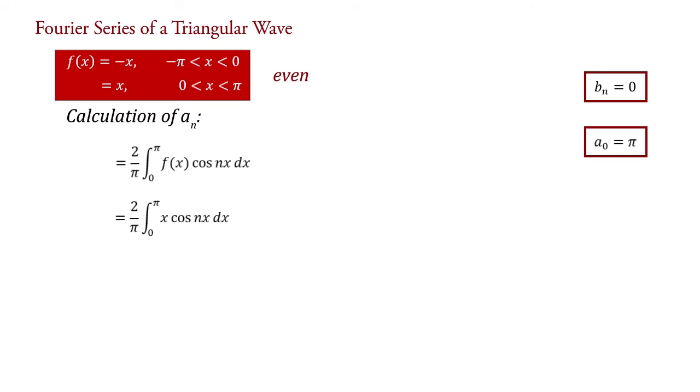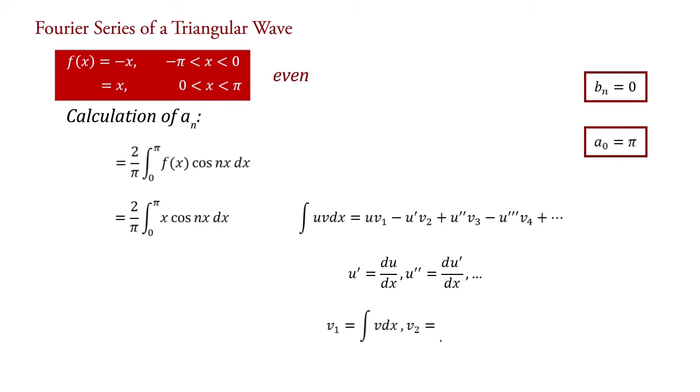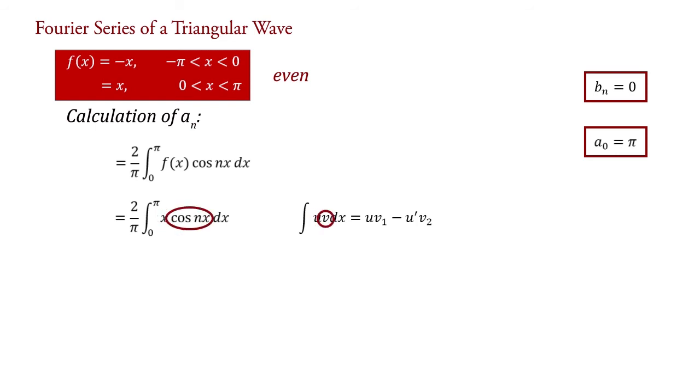For the integration of this expression, we apply the integration by parts formula, which is integral uv dx equals uv1 minus u dash v2 plus u double dash v3 minus u triple dash v4 plus so on, where u dash is the differentiation of u, that is u dash equals du by dx, and u double dash equals du dash by dx, etc. And v1 is the integration of v, that is v1 equals integral v dx, and v2 equals integral v1 dx, etc. Here we need only two terms, that is integral uv dx equals uv1 minus u dash v2.